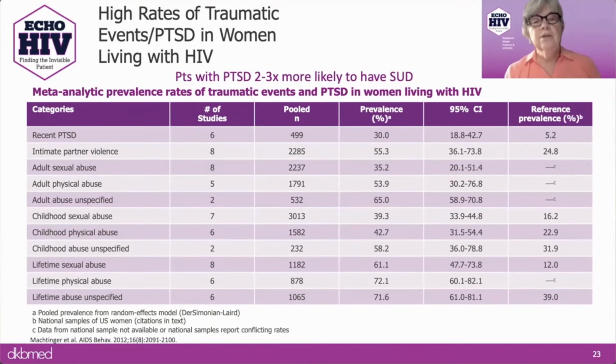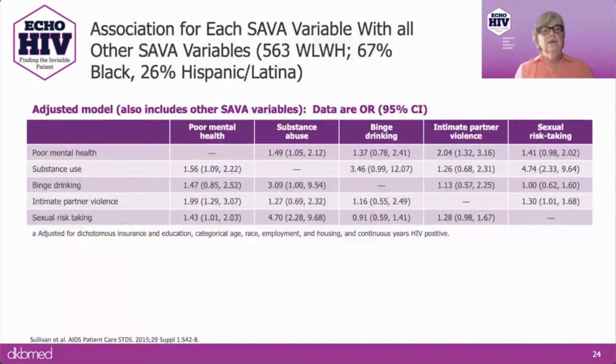And if you look in the third column under prevalence, you can see really the dramatically high prevalence of all of these problems among women living with HIV. It's important to know that patients who have PTSD are 2 to 3 times more likely to have a substance use disorder. And this is looking at, again, the interrelationship of each of the SAVA variables with the other variables.